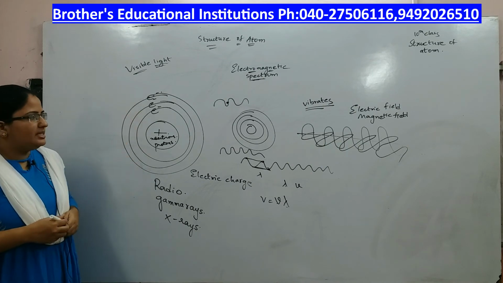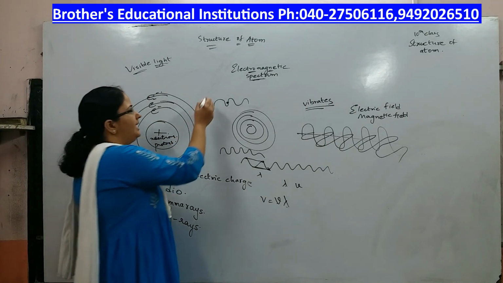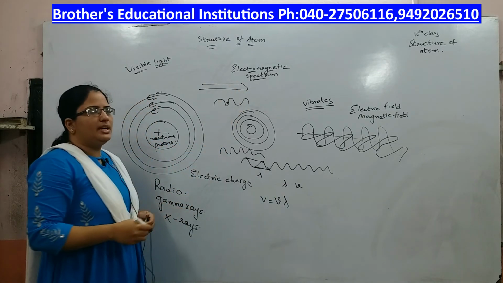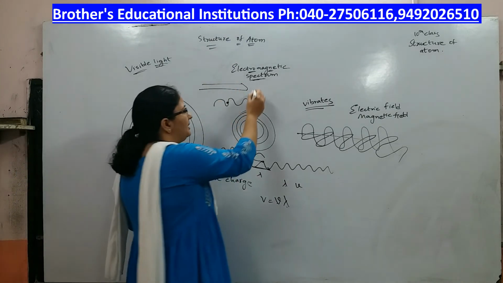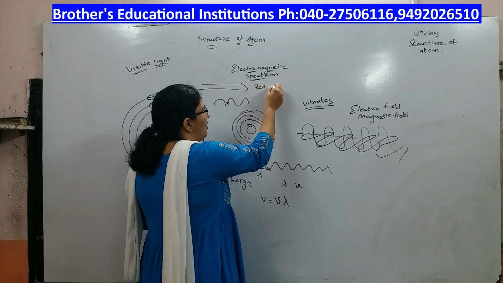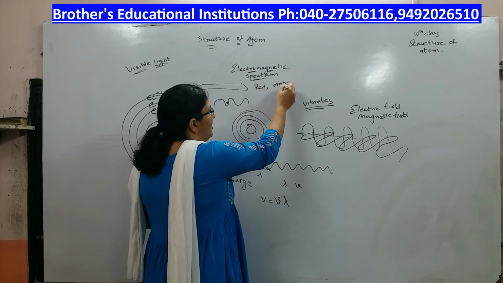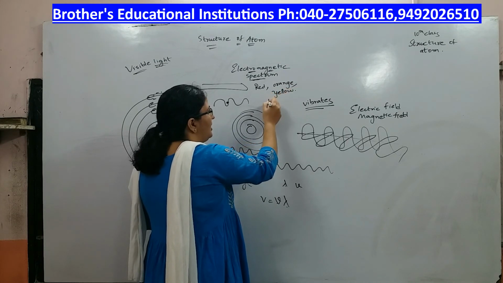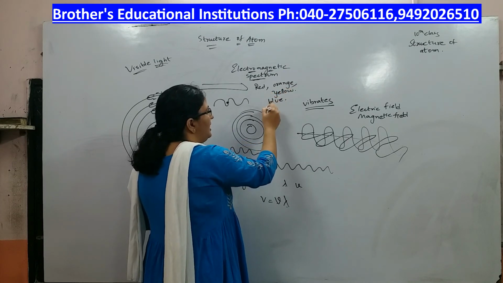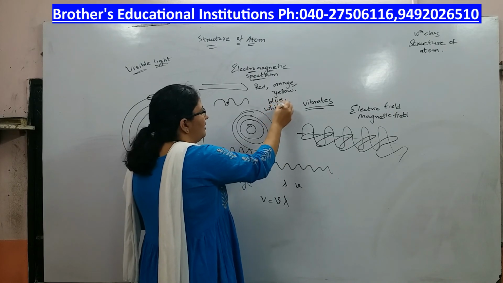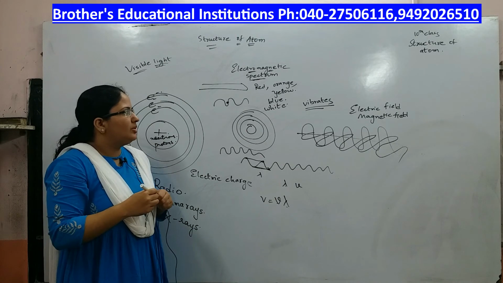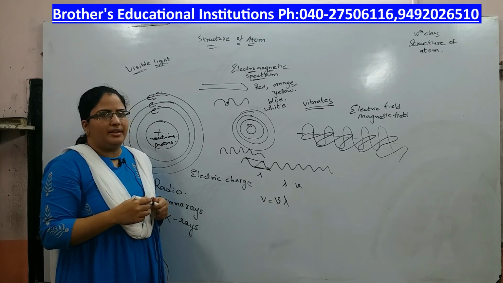Now imagine that we are heating an iron rod. When you heat an iron rod, initially the color appears to be red, slowly it turns orange, from orange it turns yellow, from yellow it turns blue. If you heat further, it will turn white, because all the colors together appear white.